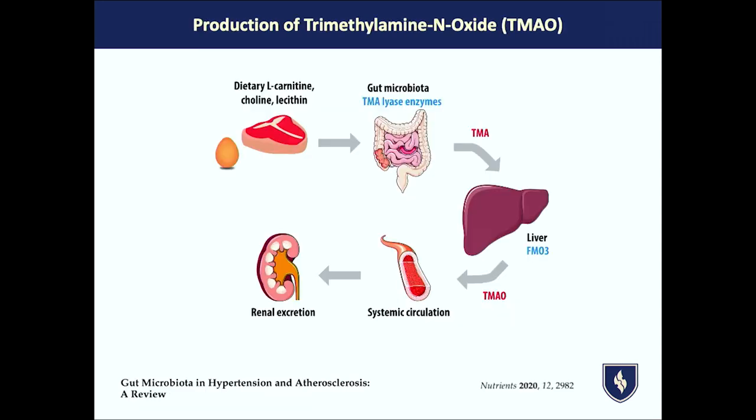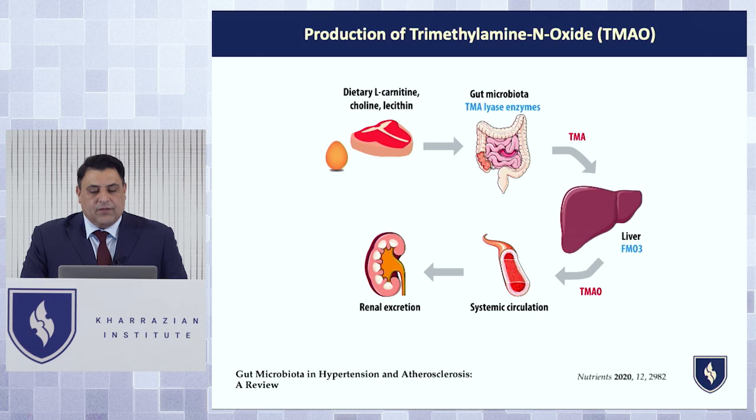Now, one of the greatest areas of discovery in recent years was the production of trimethylamine oxide, or TMAO. And what they found was that for certain people with various microbiomes and different clearance of these metabolites, foods that are really high in L-carnitine, choline, and lecithin, for example, red meat and eggs, can be metabolized by different bacterial species to TMA, trimethylamine. And then trimethylamine is converted in the liver by FMO3 into TMAO, or trimethylamine oxide.